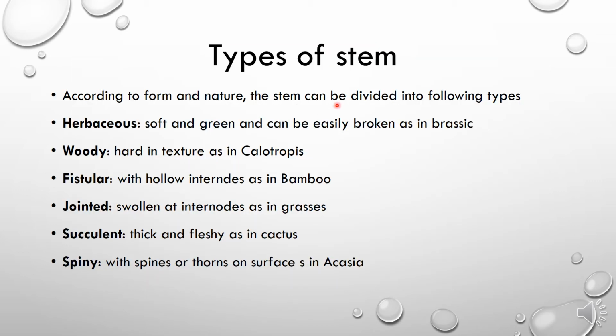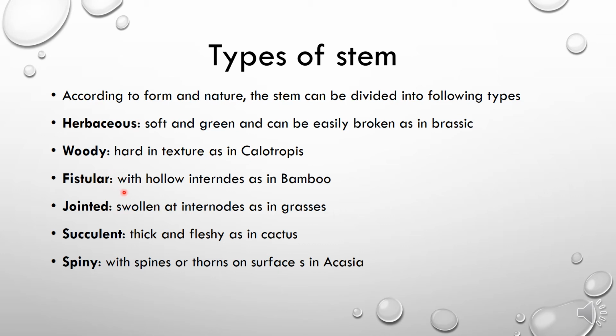Types of stem according to form and nature, the structure or the texture of the stem, can be divided into the following types. The stem may be herbaceous. Herbaceous stem may be soft and green and can easily be broken, as in Brassica. Here is a spelling mistake. It is Brassica. At the end A is also present, so you may write Brassica. Woody stem, it is hard in texture, as in Calotropis.